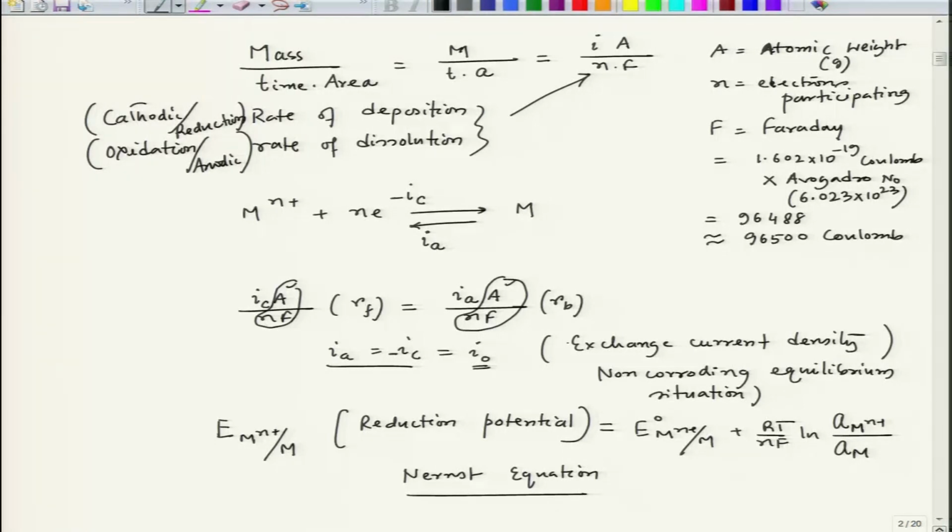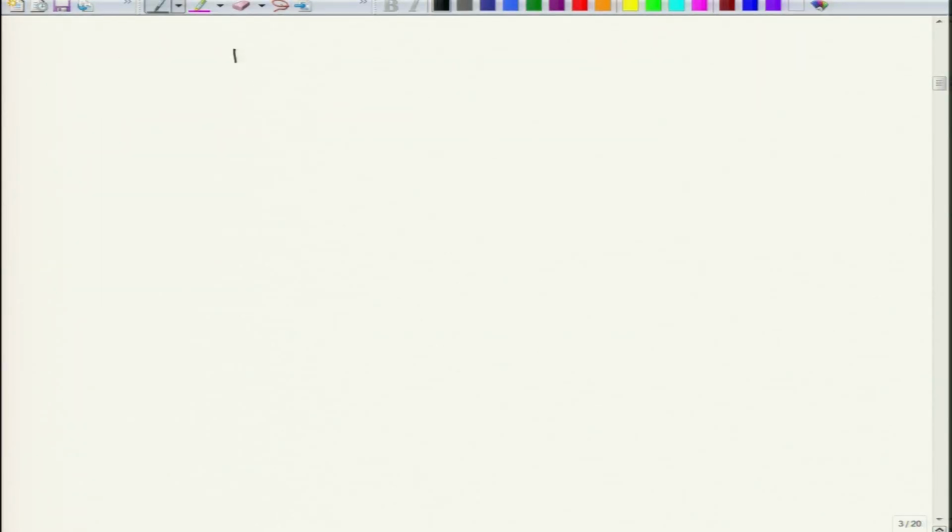Where we have considered the activity of that particular metal ion. And here E0 M^(n+)/M is nothing but the standard reduction potential. Standard reduction potential. Now, if we write it again, E M^(n+)/M equals E0 M^(n+)/M plus RT/nF ln a_(M^(n+))/a_M.